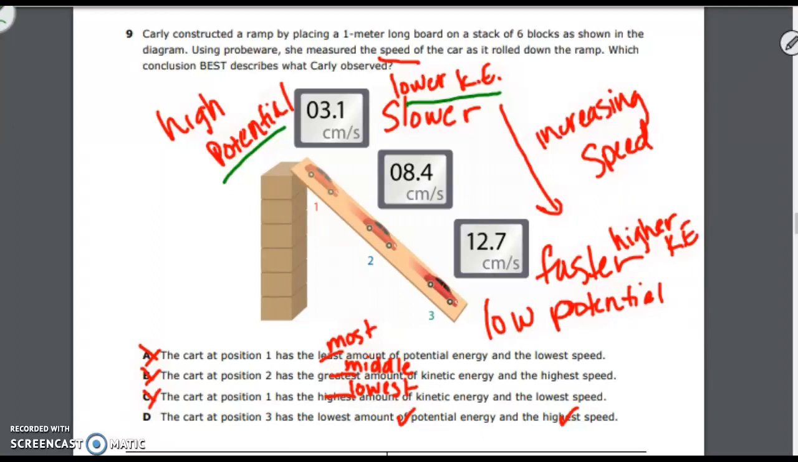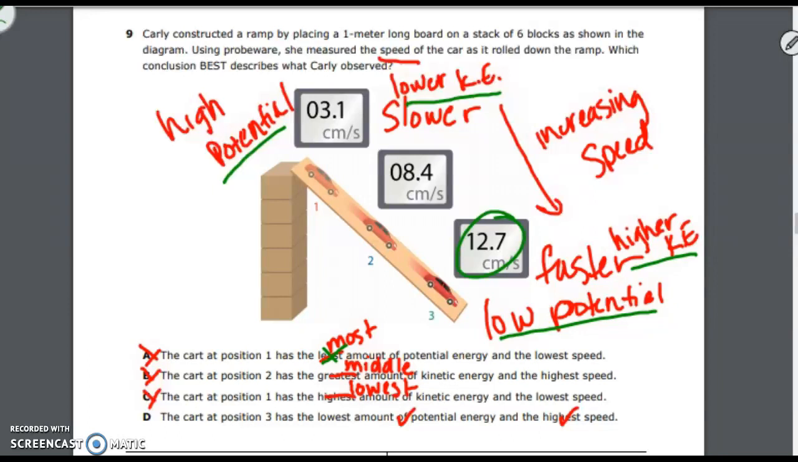So in position 3 down here, it has the lowest potential and the highest kinetic because that is where it's fastest. So letter A, the car at position 1 has the least amount of potential. That is false. It has the most amount of potential. So that's not the good answer.